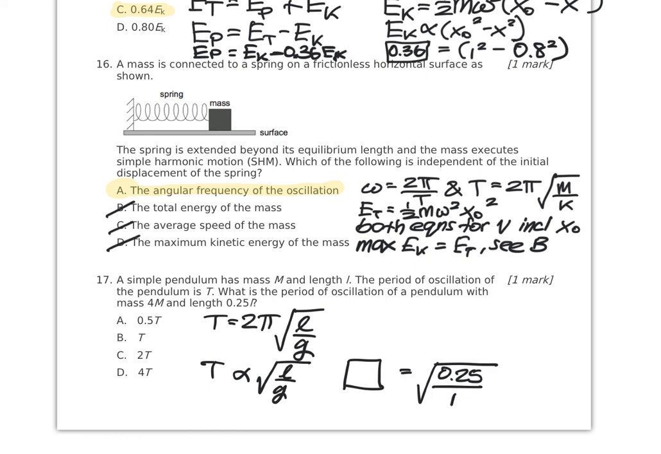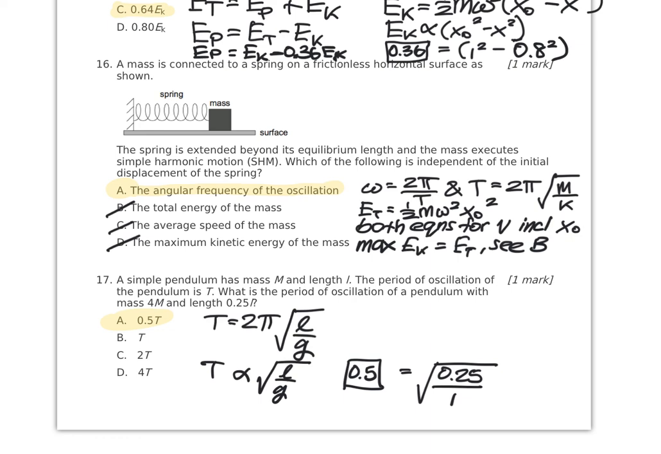So proportionally speaking, g of course is a constant, that stays the same, but we have 1/4 the length, so square root of a quarter. Square root of a quarter, of course, is 1/2. So if I have 1/4 the length, it will be 1/2 the period. That is choice A. And so 17 is choice A.